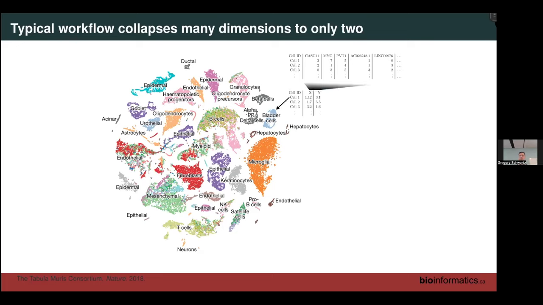And from this matrix, you can use dimensionality reduction techniques such as principal components analysis or t-SNE or UMAP in order to collapse all these features down to usually two vectors in order to visualize on a Cartesian coordinate system.